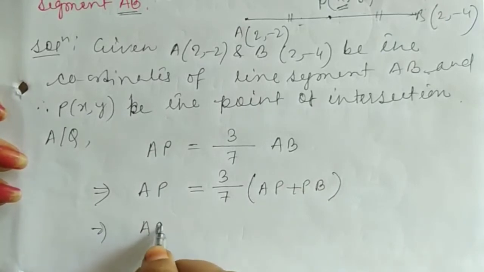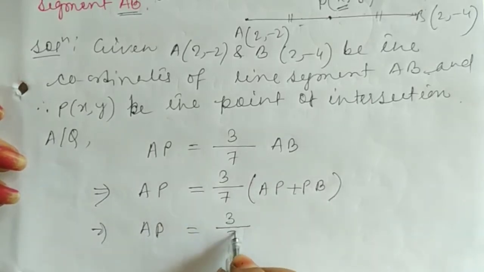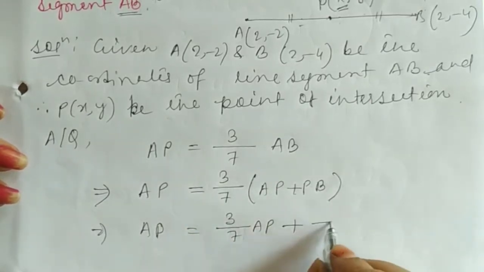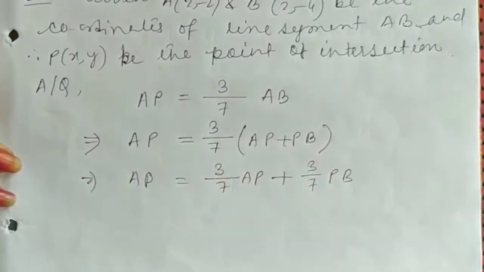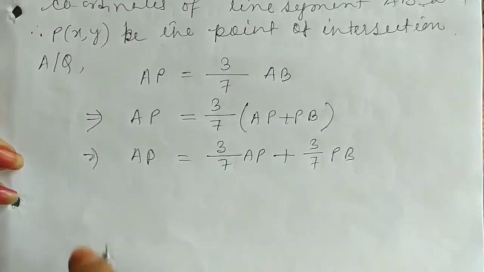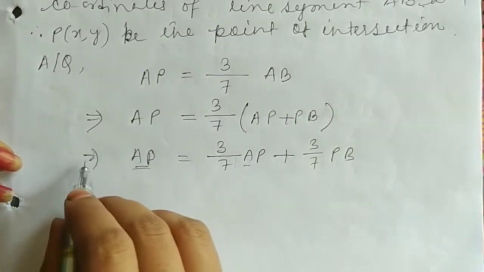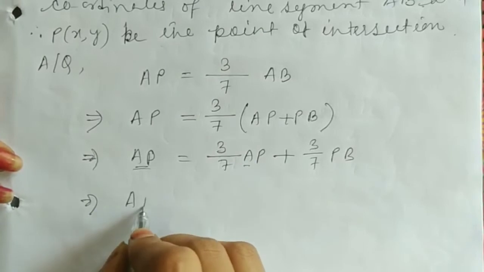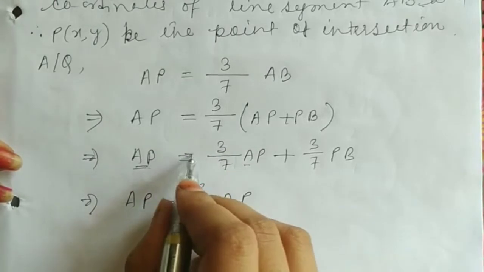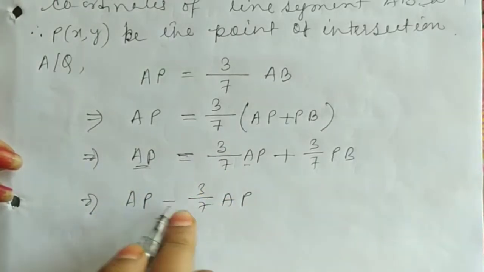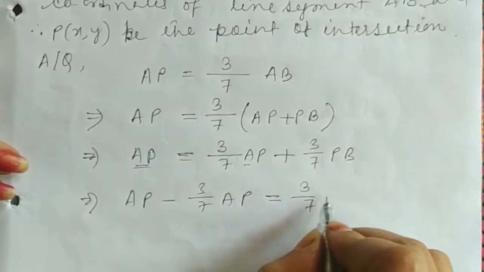So AP equals 3/7 multiplied with AP and 3/7 with PB. 3/7 of AP, then plus 3/7 of PB. Just multiply with these two line segments. Then take 3/7 of AP here, so this one after coming towards here becomes negative. Minus 3/7 of AP equals, and what remains here? 3/7 of PB.